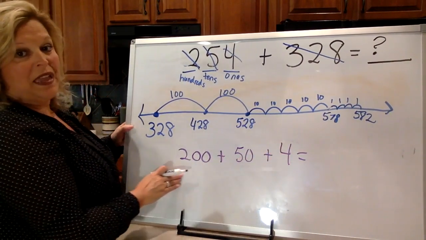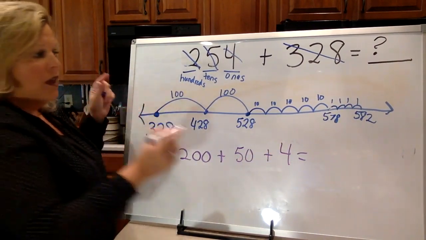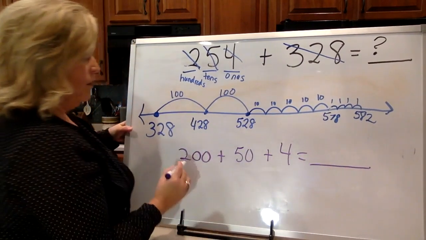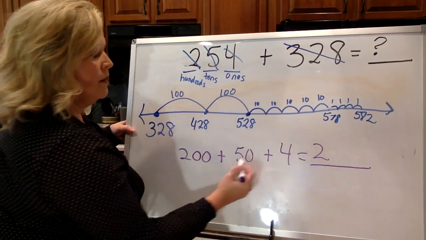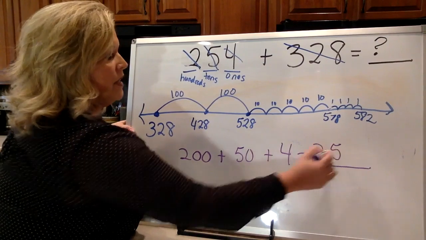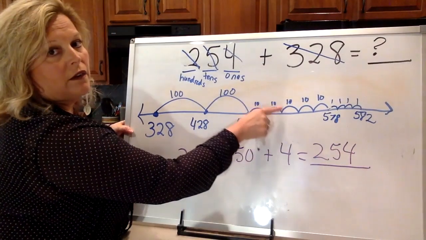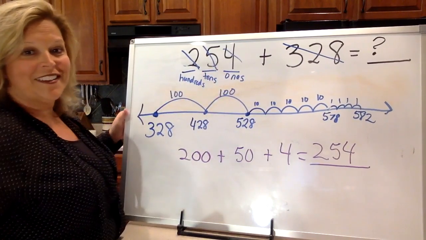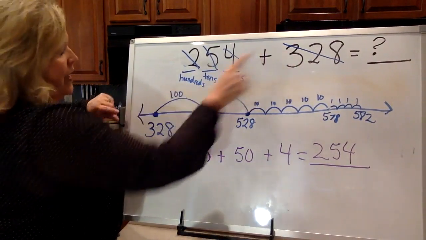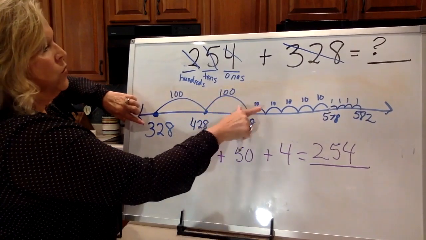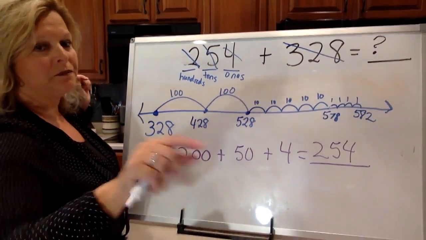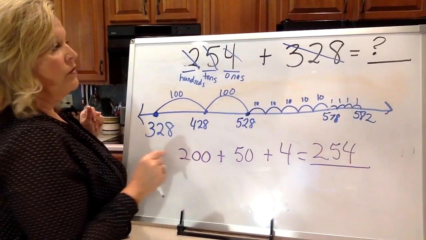This is an expanded form. Let's smash it together and put it in standard form. So we have 2 in the hundreds place, 5 in the tens, 4 in the ones. Uh-oh, look right here. We did it right. Yay! So we started with this add-in. We jumped 254 jumps. We checked ourselves.